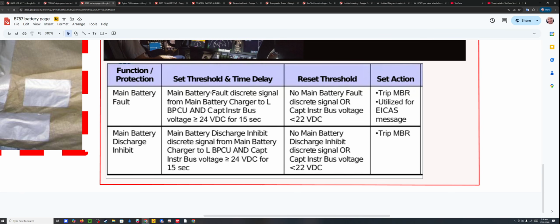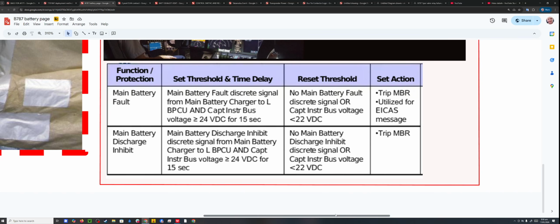Once the battery charger has sent that fault signal to the left bus power control unit, provided that the captain's instrument bus is still up, meaning the bus power control unit is still live because the captain's instrument bus is still able to power it, and this condition happens for 15 seconds, it will disconnect the main battery relay. That alone tells you the main battery relay was connected, right?